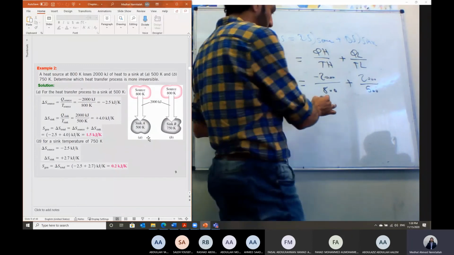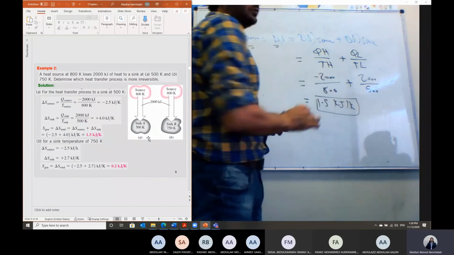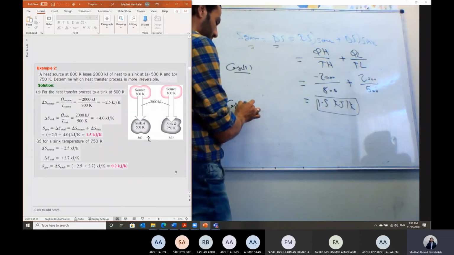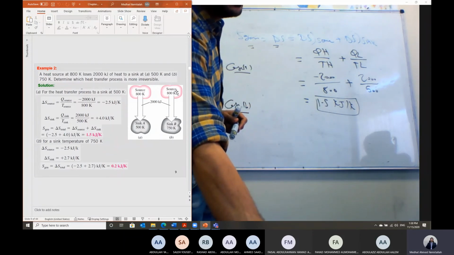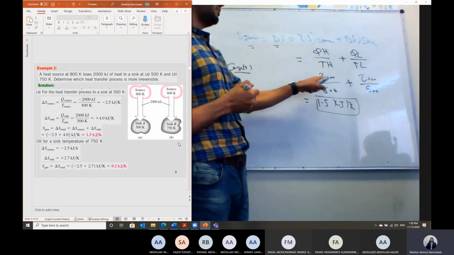If you calculate this value, it will equal 1.5 kilojoule per Kelvin in this case. But let's consider case B. In case B, we have T high equal to 800 and T low equal to 750 for the same amount of heat.